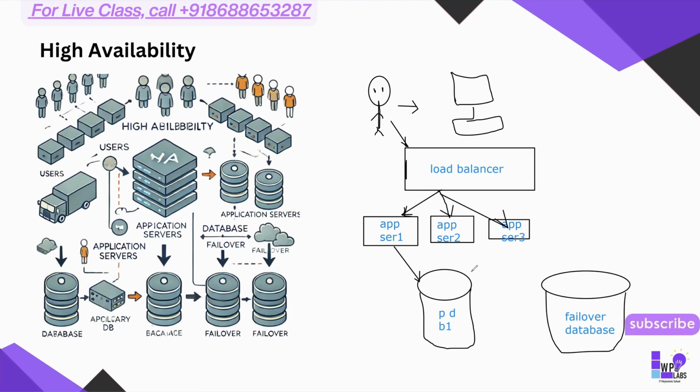And imagine if primary database 1 fails. So this one will fail, for some reason, some network crash or something will happen. So what will happen? It will go to the second database, that is the failover database. And that data will be stored in our failover database.